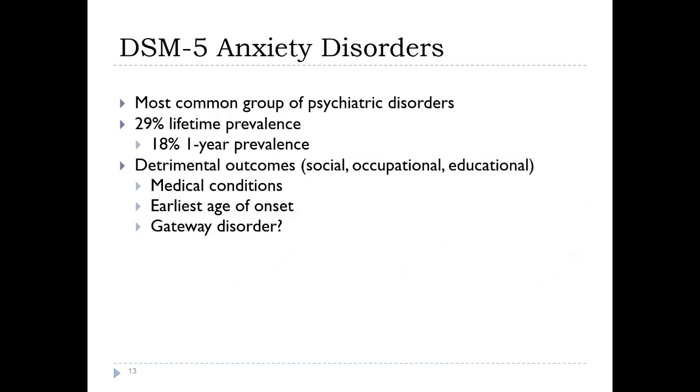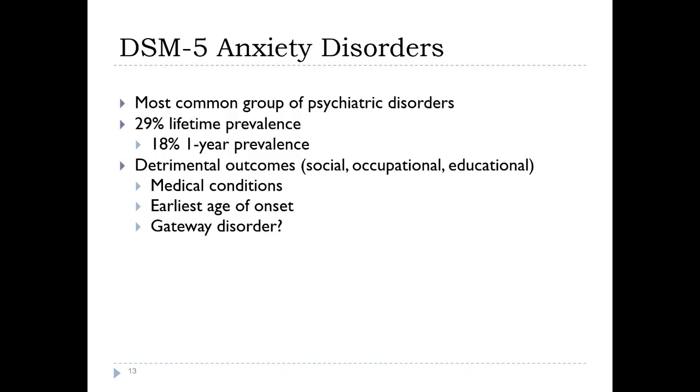So as a group, I'm going to try to kind of sell you in this slide on why anxiety disorders are important, why we should study them and know more about them. So anxiety disorders are the most common group of psychiatric disorders that you see. So lifetime prevalence rates, almost 30%, so about 1 in 3 people will have an anxiety disorder at some point in their life. If you look at the prevalence rates across 1 year, it's almost 20% of people, so quite high. These disorders are associated with a host of detrimental outcomes across social, occupational, and educational domains.